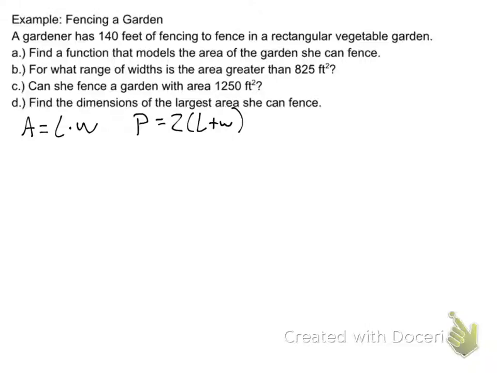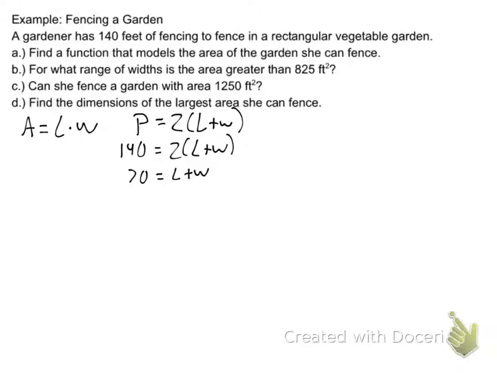And the cool thing about this one is we know one of those numbers. We know P. So can I say that 140 is equal to 2 times L plus W? Yeah. Or divide both sides by 2 and get 70 equals L plus W. So now I have 2 equations. I have this one and I have this one. Well, let's see. It wants to find a function of the area. So we're definitely going to have to use the area formula.